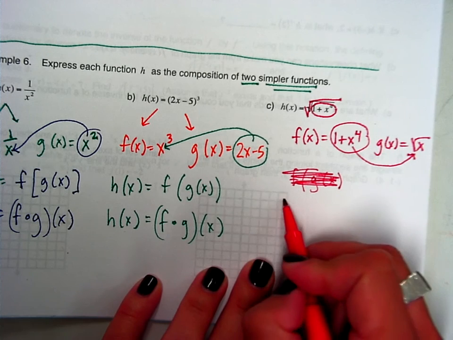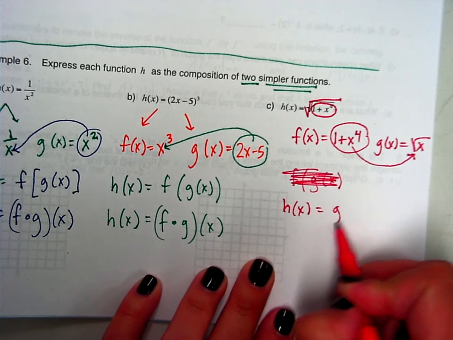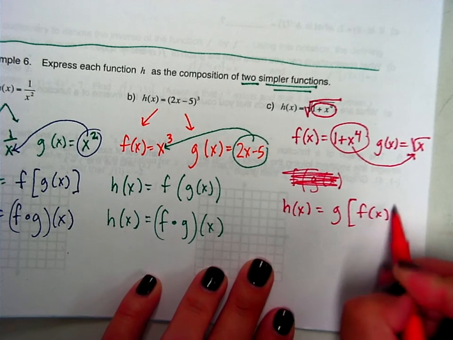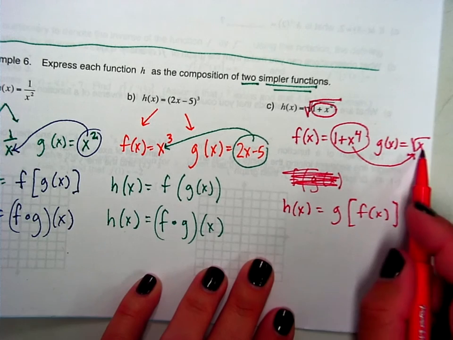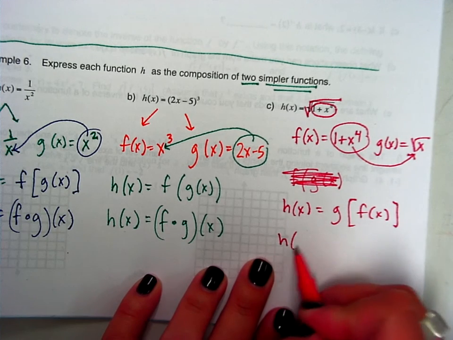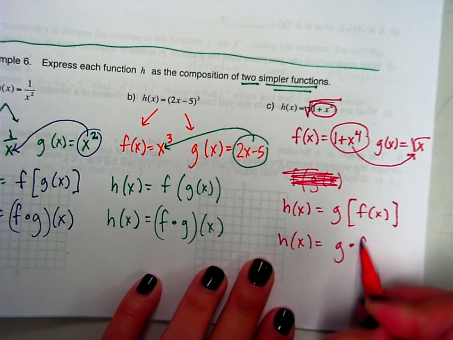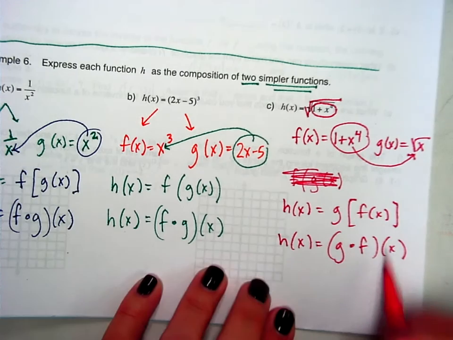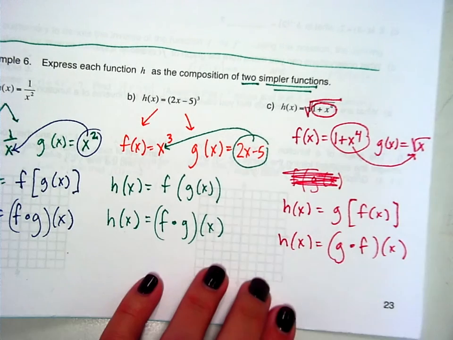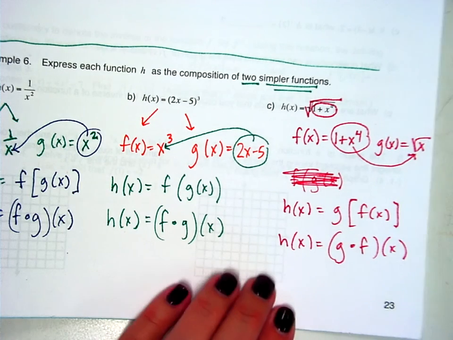So h of x equals g of f of x, because I'm taking that f of x, plugging it into g. Okay, so it's kind of neat, and you can write it again this way, g of f if you want. Either notation is fine. So you're kind of working backwards to figure out what were the original two functions to get that composition. Okay?